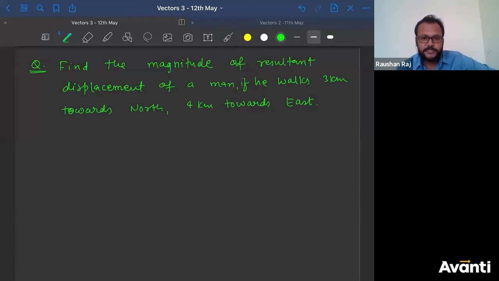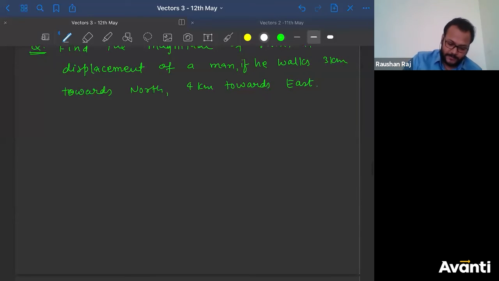Very good. Tejas, look what we have to do, what the question asked. We have to find the magnitude of resultant displacement of a man if he walks 3 kilometers towards north and 4 kilometers towards east. Atharva, distance 7 and displacement 5. Good, very good.